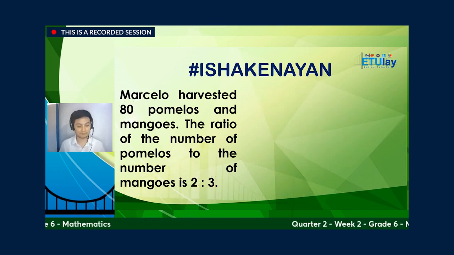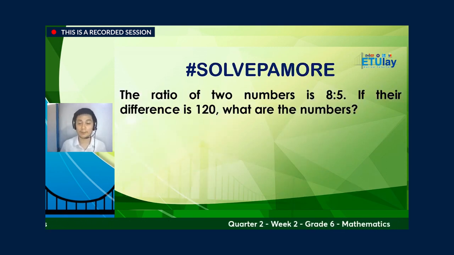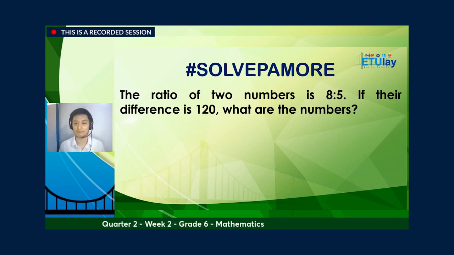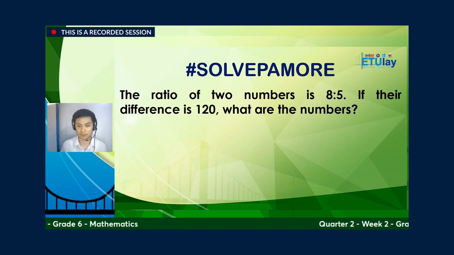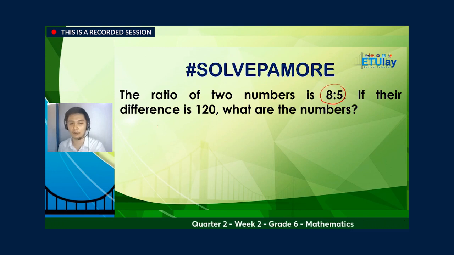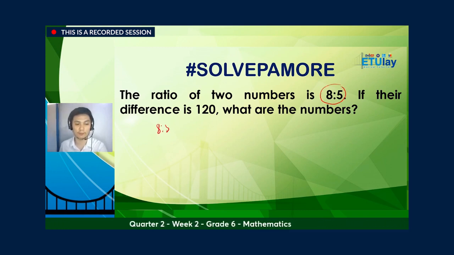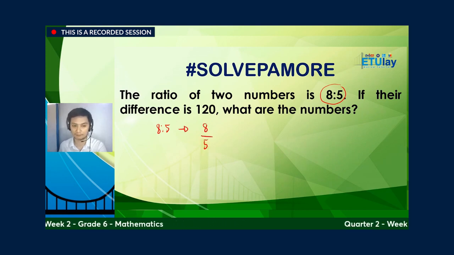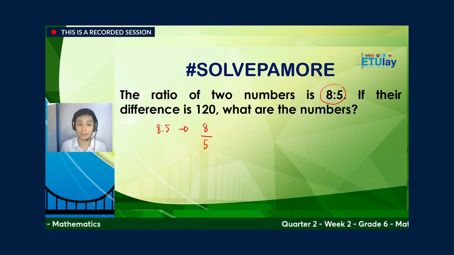Let's have a different situation wherein ang ibibigay naman ay difference. So, the ratio of two numbers is 8 to 5. If their difference is 120, what are the numbers? So, again, itong 8 to 5 na to, by the way, this is in colon form. Ibig lang sabihin yan, pwede yung isulat as the fraction form 8 to 5. At yan ang simplest form ng ating ratio.